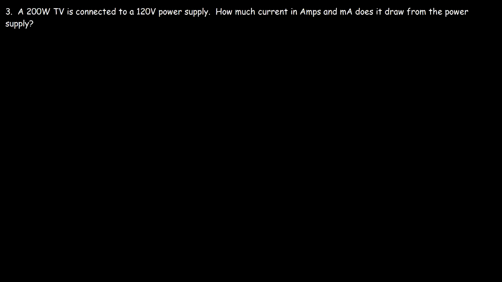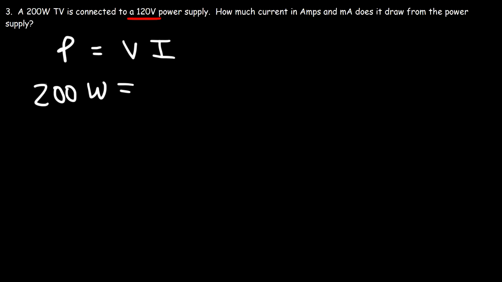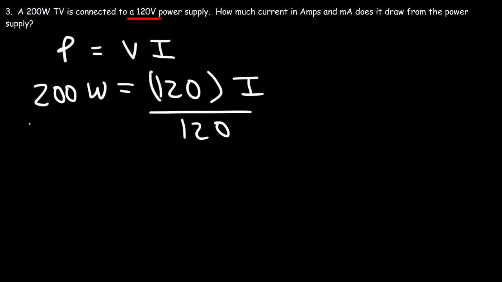Number 3, a 200 watt TV is connected to a 120 volt power supply. How much current in amps and milliamps does it draw from the power supply? So once again, we could use the same formula, P is equal to VI. So we have the power because the unit of power is the watt. And so the power is 200 watts. We also have the voltage. The unit of voltage is the volt. So V is 120. Now let's solve for the current. So we need to divide both sides by 120.